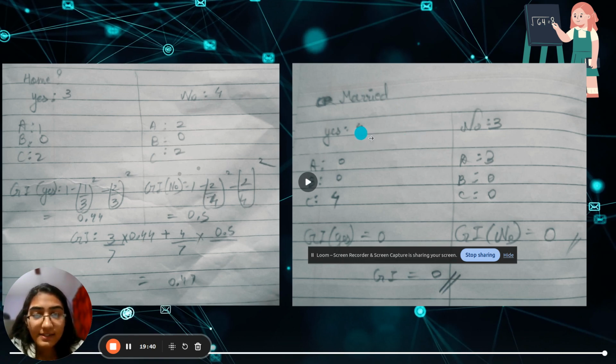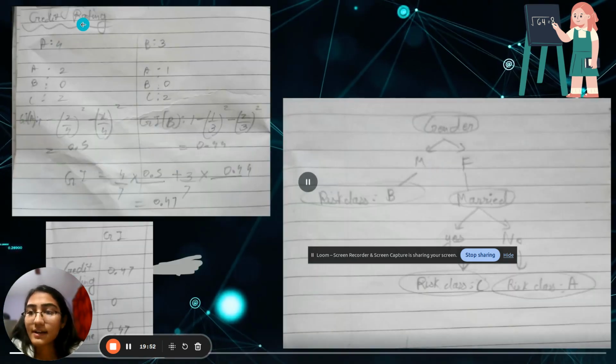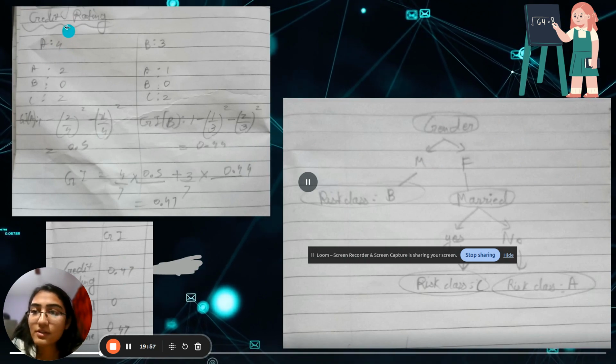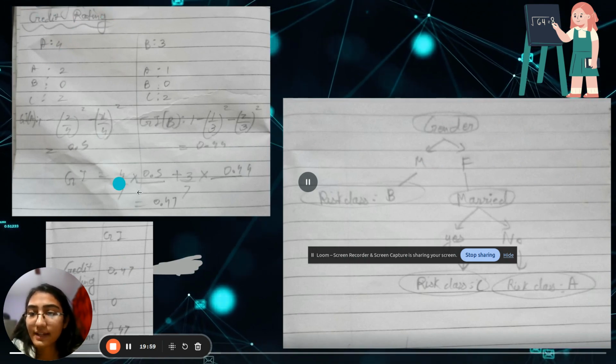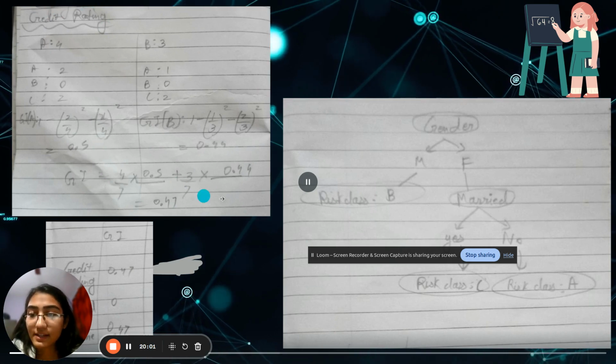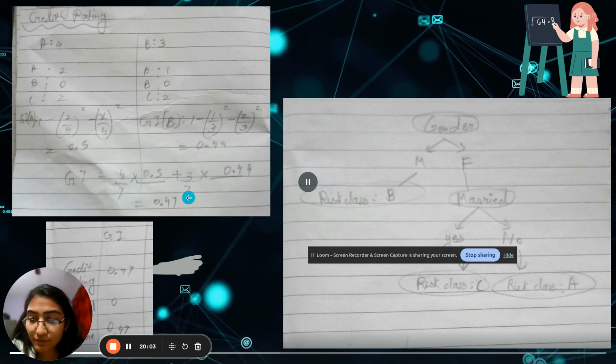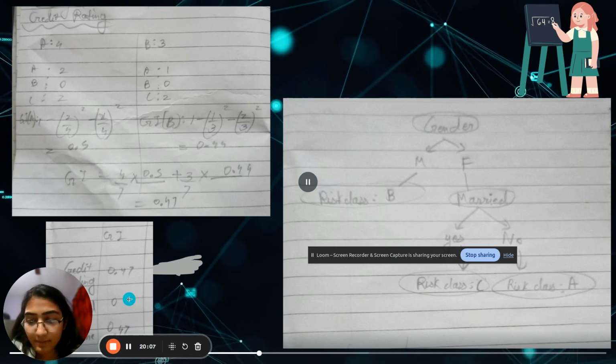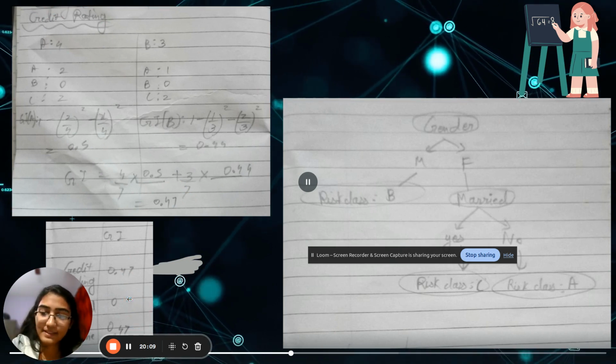We can see here that for yes there is only risk class C. That is, if the person is married, then the risk class will be C. If the person is not married, then the risk class will be A. Okay, note that down. And obviously we will complete all the process. For credit rating again, we will calculate the Gini index and we will get 0.47. Among all the attributes, the Gini index for married will be the lowest.